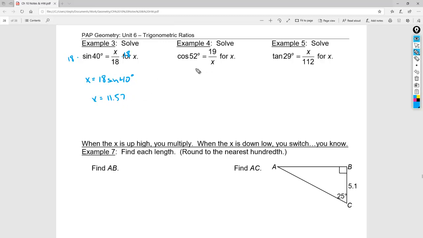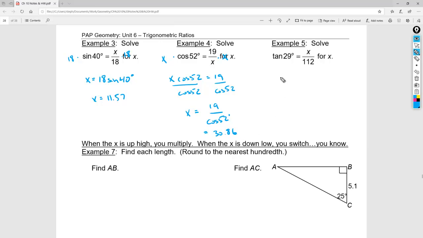I have cosine of 52 equals 19 over x, so I want to solve for x. I would probably multiply both sides by x and then divide both sides by cosine of 52. So again, I'm keeping in mind that cosine of 52 is a unit, so I'm going to move the cosine and the 52 together. So x will be 19 over cosine of 52 degrees, or 30.86.